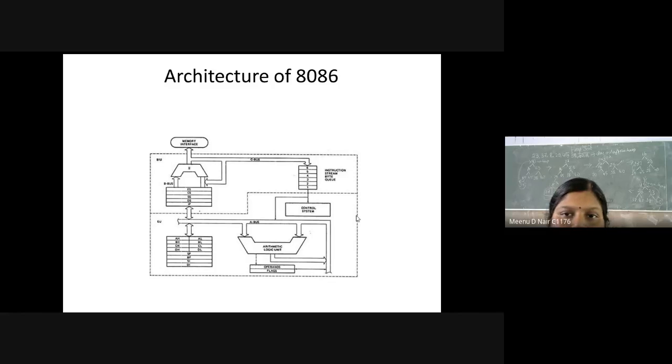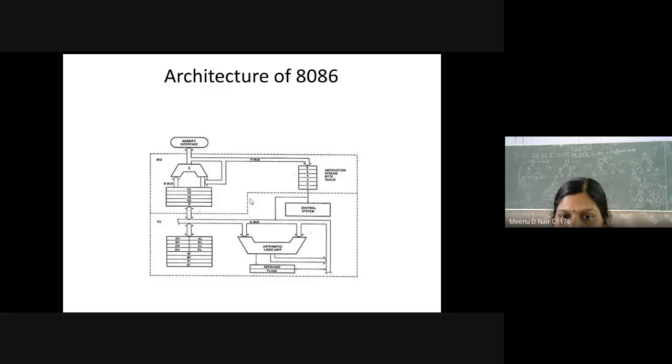Okay, so the next point is the architecture of 8086. Here in the architecture, there are two units. First one is BIU and second one is EU. BIU is the bus interface unit and EU is the execution unit. So the total architecture is divided into two parts.